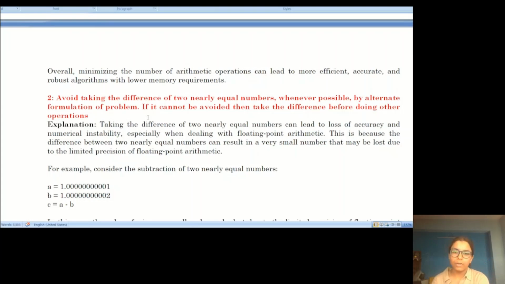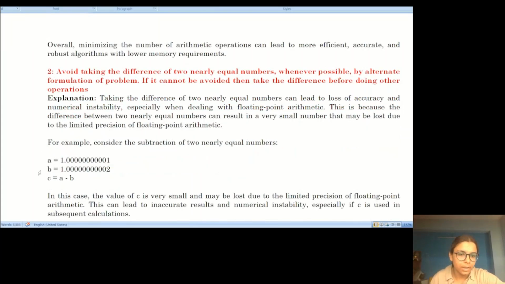If it cannot be avoided, then take the differences before doing other operations. Now consider two numbers that we have here as A and B. If we subtract both of them, do you think the value of C would be very big? It would be very small, considering A and B are very near to each other. Those two points are nearly equal, and this could lead to inaccurate results.